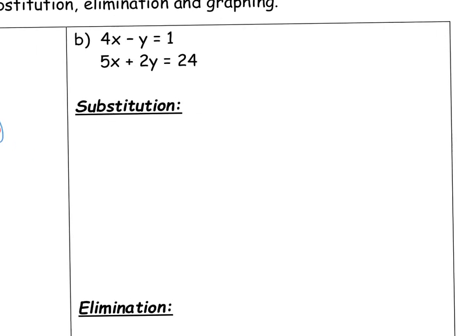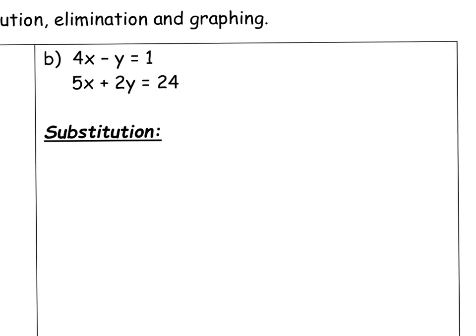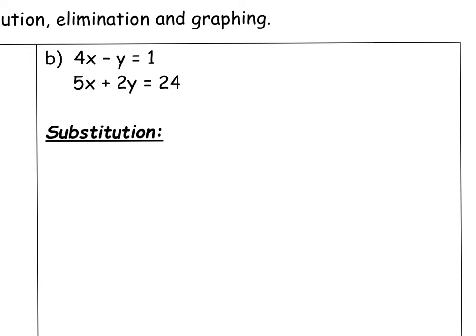So this time we've got 4x minus y equals 1, and 5x plus 2y equals 24. Okay, so let's go ahead and start with this one. We're going to solve for y again, so I'm going to pick the top one.